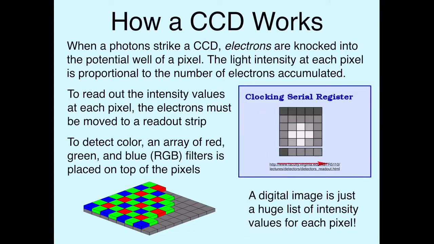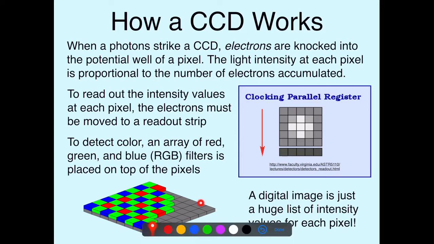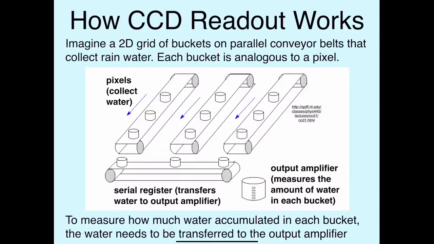And so a digital image is just a huge list of intensity values for each pixel. It's just a list telling me at this pixel how intense is the light. And then if it's a color image, it will tell me how intense is the light of each color, red, green, and blue. So when you take a picture of something using your phone, and then that file gets saved to your phone, that file is just a huge list of intensity values for each one of those pixels in your phone's camera.